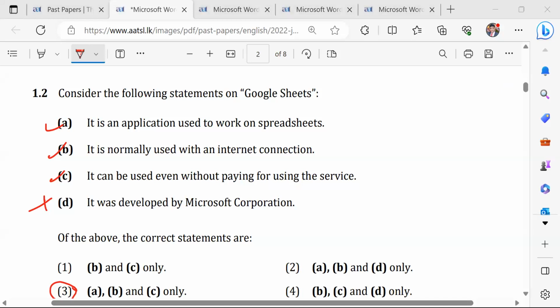Ashan. Asham, can you mute your microphone?